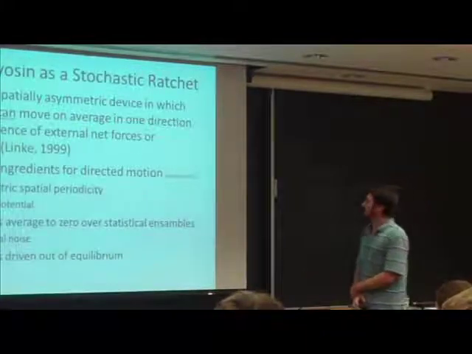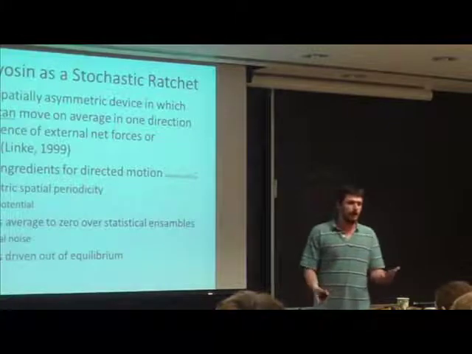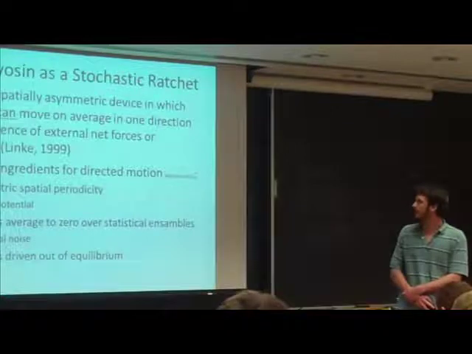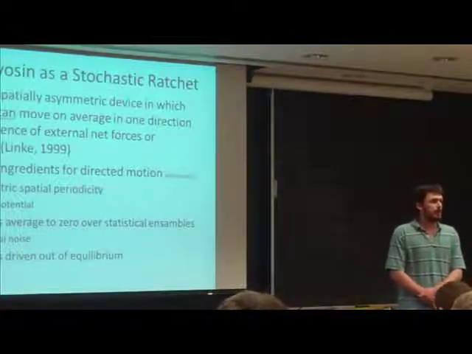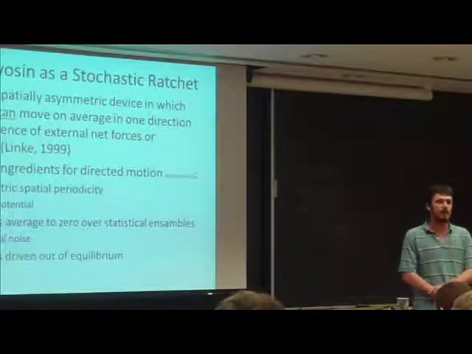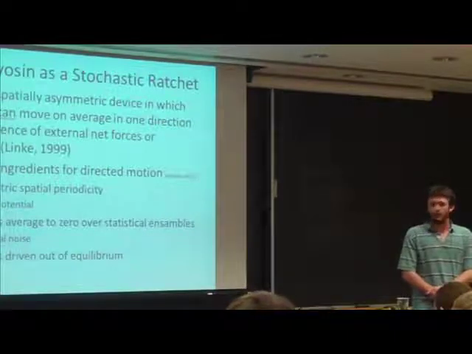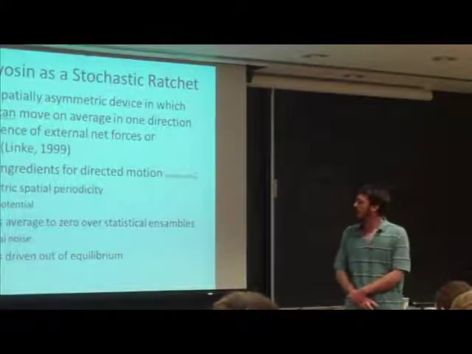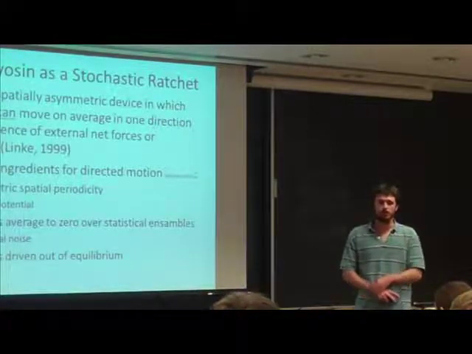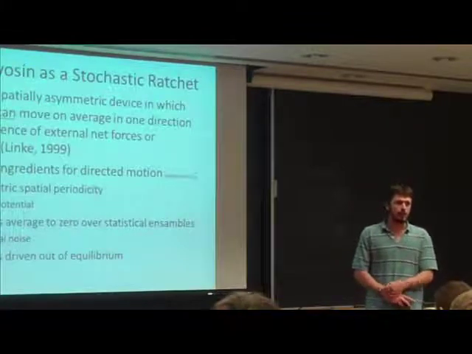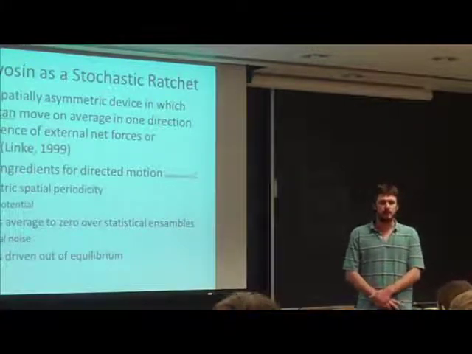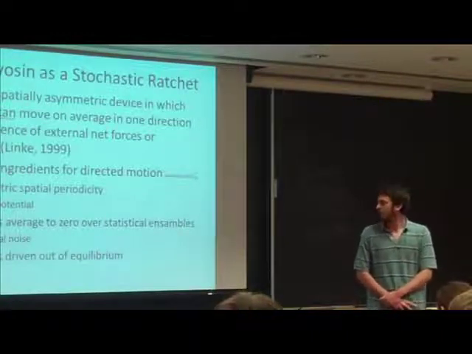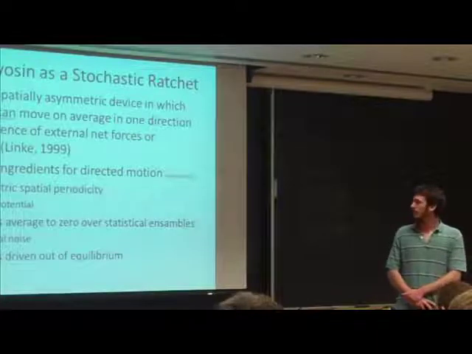Okay, so now this brings us to where we can bring in the ratchet properties of our system and relate it to actin myosin. First, a quick definition. A ratchet is a spatially asymmetric device in which particles can move on average in one direction in the absence of external net forces or gradients. The key word there is can. We need a non-equilibrium situation for this to work. If we're in thermal equilibrium, you can't have directed motion of the particles, or that violates the second law of thermodynamics. Richard Feynman wrote a pretty famous lecture on that.